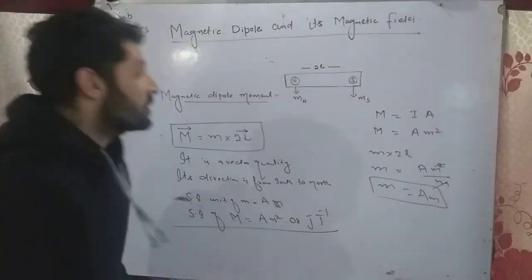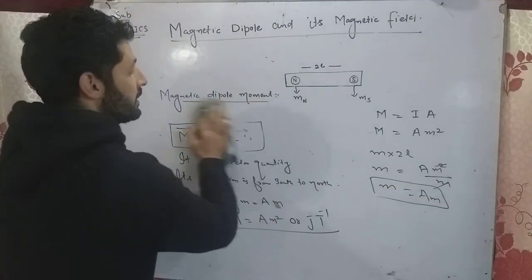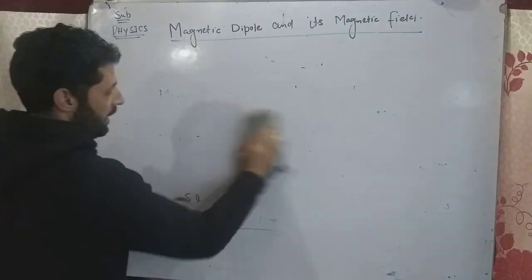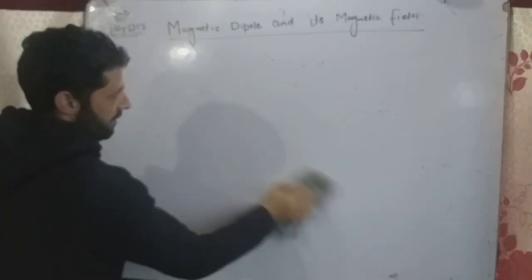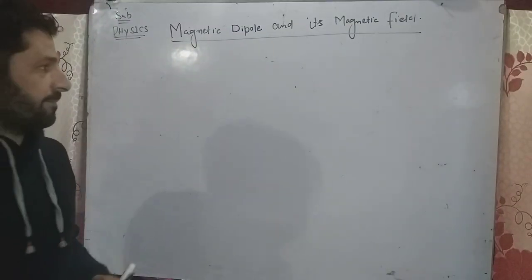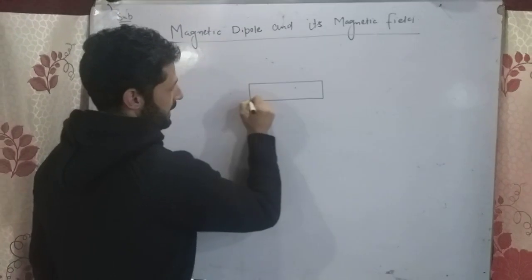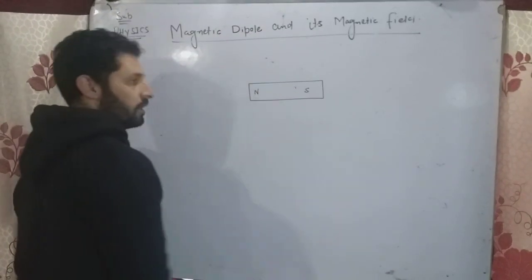Now we have to discuss Coulomb's law in the magnetic field. What's the analogy of Coulomb's law, and is Coulomb's law applicable here? Yes, it is applicable. So let us suppose we have a magnetic dipole, north pole and south pole.